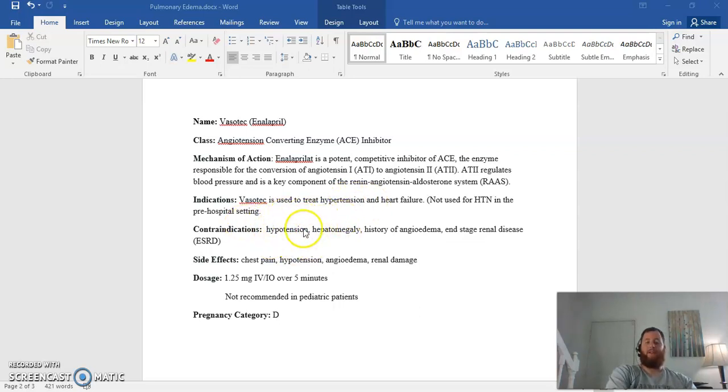Why hypotension? Well, because it's going to limit arterial constriction, which is going to essentially cause arterial dilation, which is going to make the blood pressure get low. Hepatomegaly, that means an enlarged liver. History of angioedema. So here's something to think about.